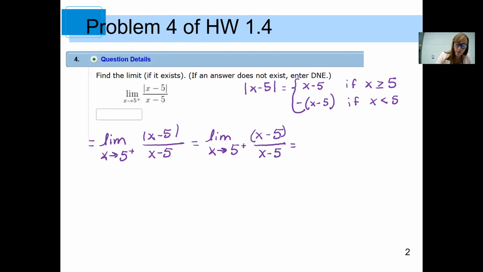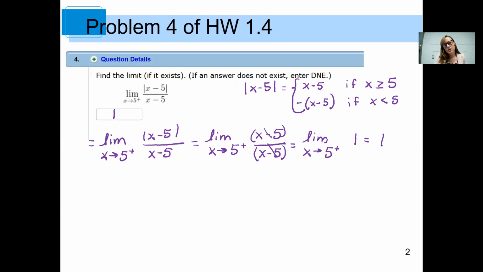So then here, if we think of this in factored form, we do have to consider that x cannot equal 5, but in this case, x isn't going to equal 5 because we're looking strictly to the right of 5. So then this limit value is going to be, these will cancel. I'm left with 1, and the limit as x approaches anything of 1 is just 1.